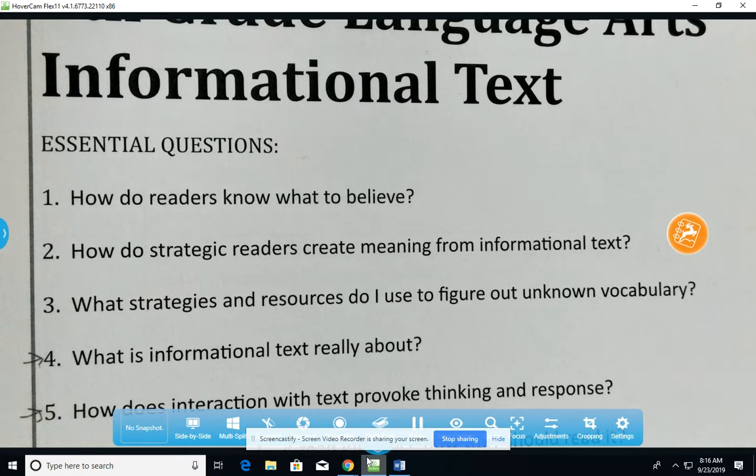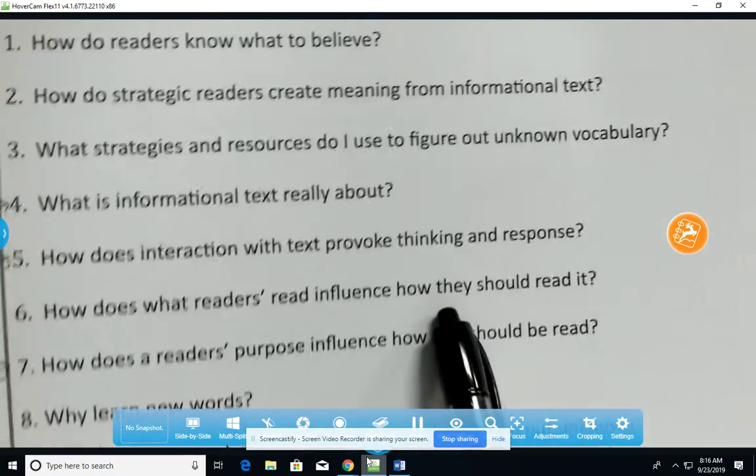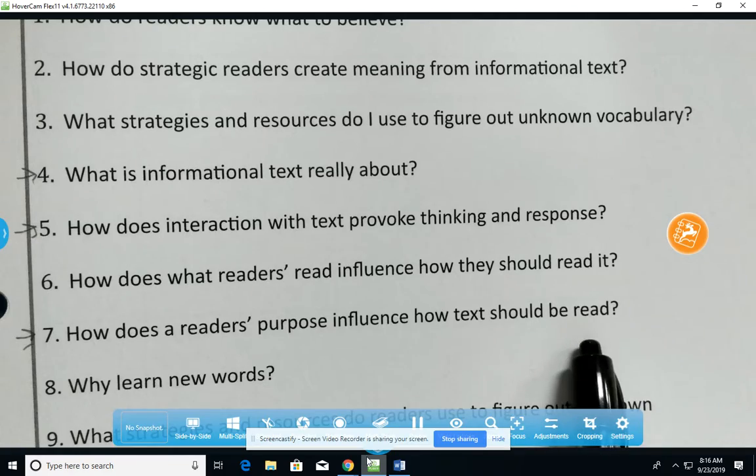Hello, today we're in informational text and we're looking at the following three essential questions. Number 4, what is informational text really about? Number 5, how does interaction with text provoke thinking and response? And number 7, how does a reader's purpose influence how text should be read?